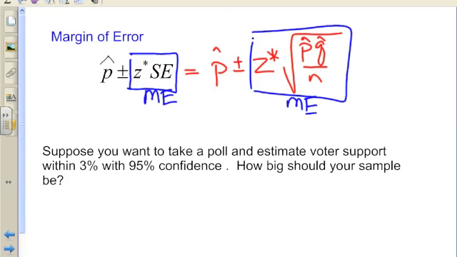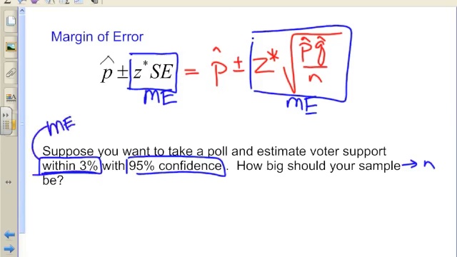So suppose you want to take a poll, so that's a survey, and estimate voter support within 3%. So this means we only want to go up and down 3%, but we want to keep a 95% confidence. How big should our sample be? That means we're looking for n. Well, within 3%, this is identifying how big we want the margin of error to be, how far the up and the down should go.